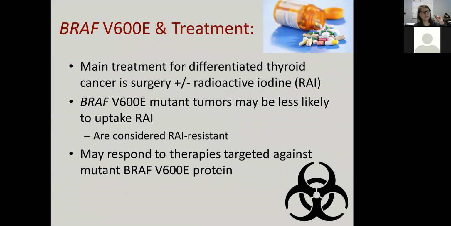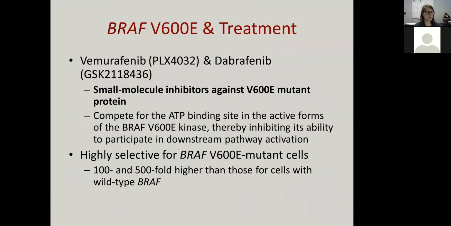We know that sometimes the BRAF V600E mutated cancers can be less likely to take up radioactive iodine and may develop radioiodine resistance, or may from the get-go be radioiodine resistant. However, they can certainly respond to targeted therapies against BRAF V600E. So those being vemurafenib and dabrafenib most commonly, small molecule inhibitors against the V600E mutant protein. I'm sure you as treating physicians could tell me more about this than I could tell you.